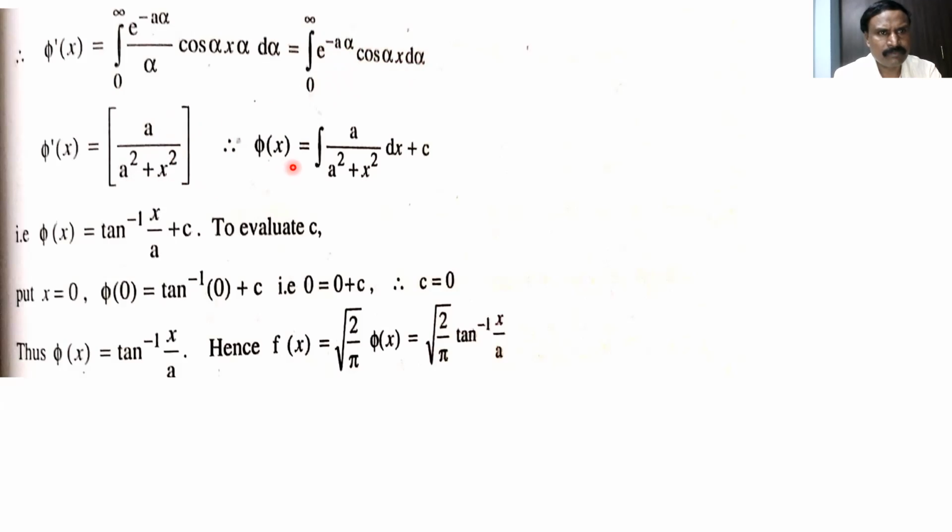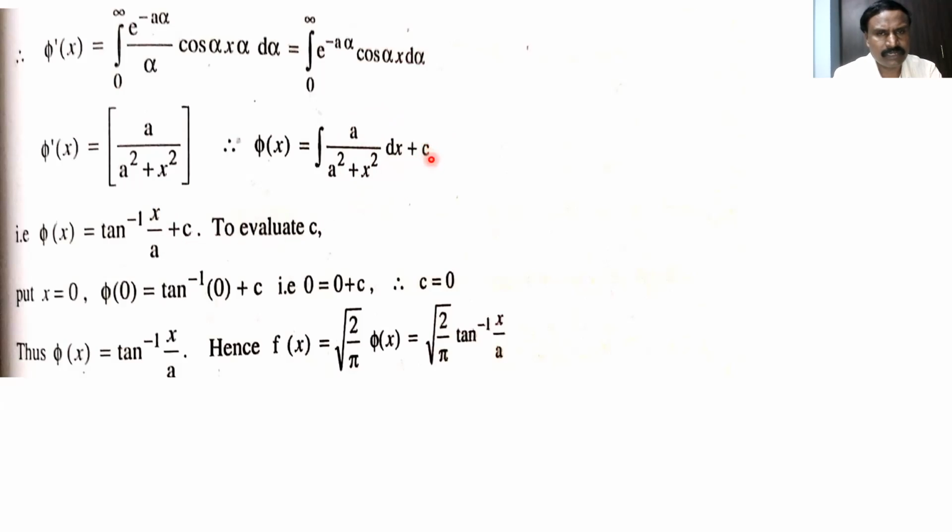So how will we get φ(x) from φ'(x)? Integrate once: integration of φ'(x) is φ(x), since integration and differentiation cancel. On the right-hand side, the integral of a divided by a² plus x² dx plus c. This is a standard form: φ(x) equals tan⁻¹(x/a) plus c.